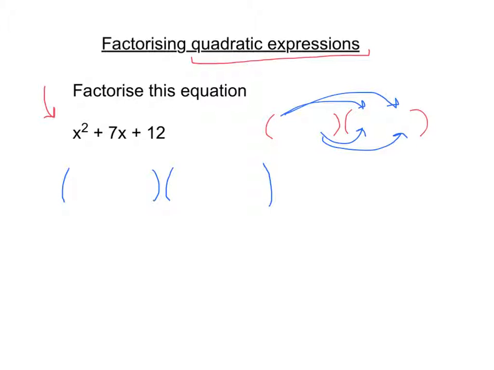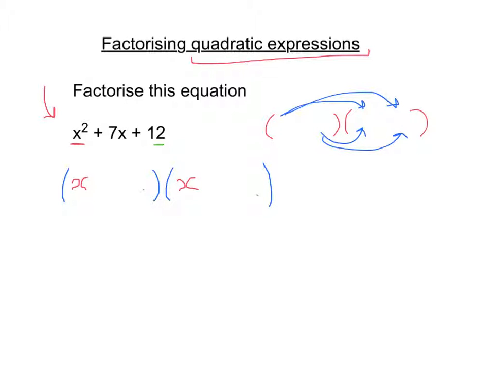And the trick is this: we know it's going to go into two brackets, so the first thing I do is I put my two brackets together. And then I think, okay, what have I got to multiply at the front of both brackets to get an x squared? That's easy. X times x. The next step is, what goes at the end of the bracket to give me 12? Because this number times this number has got to give me 12.